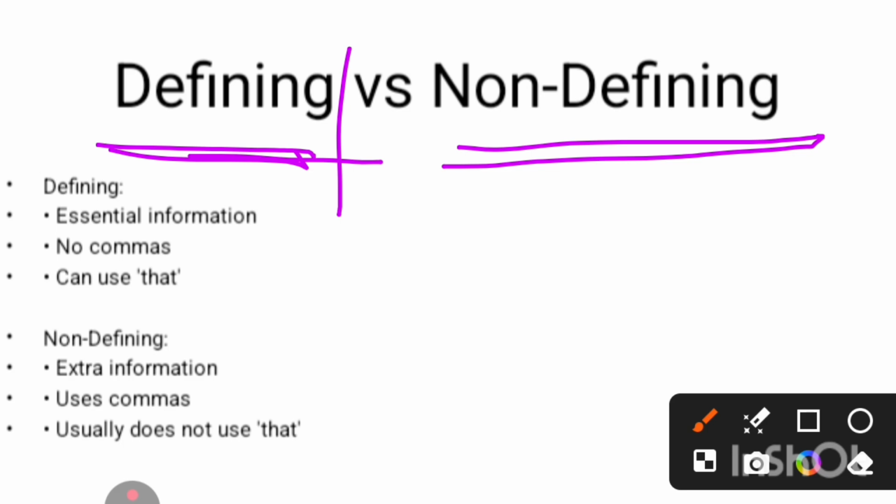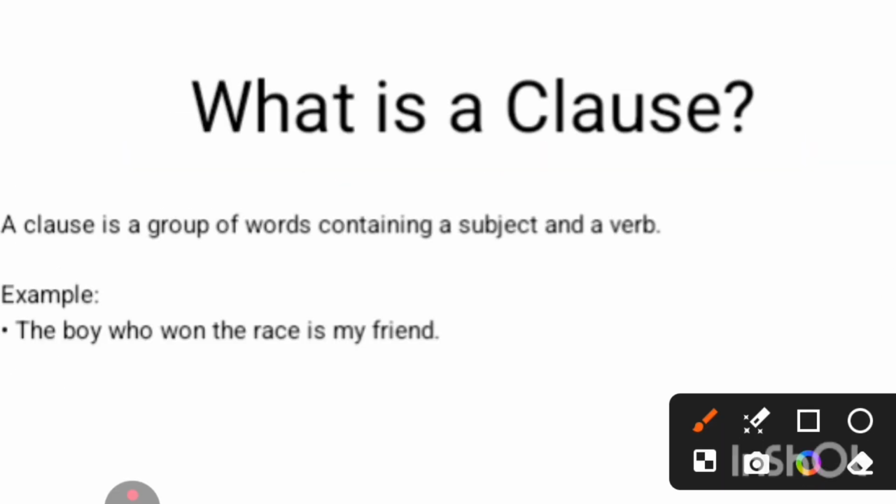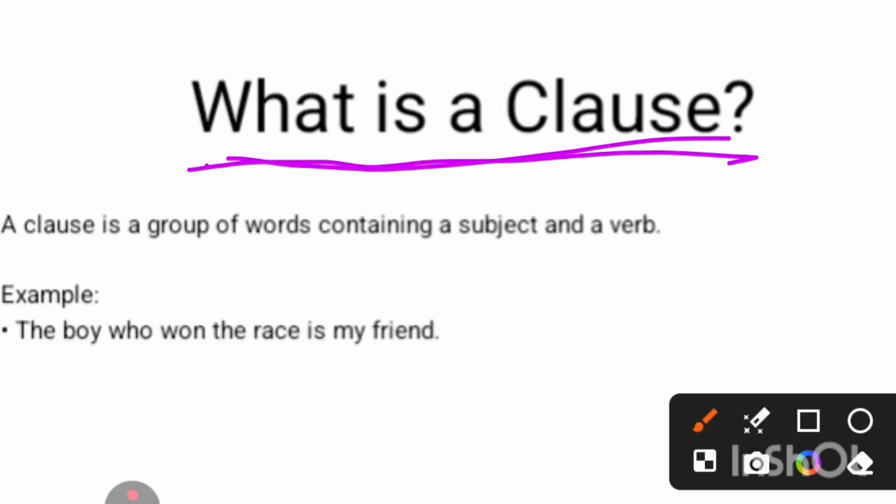So, friends, without wasting time, let's jump into the topic. So, my dear friends, the first thing: what is a clause? Friends, here you can see a clause is a group of words containing a subject and a verb. This is the most important thing.